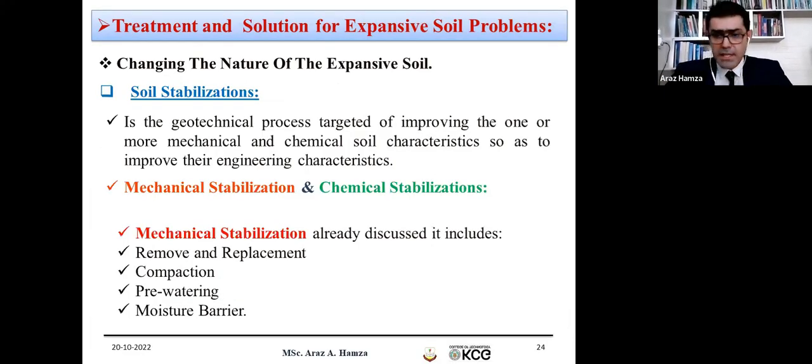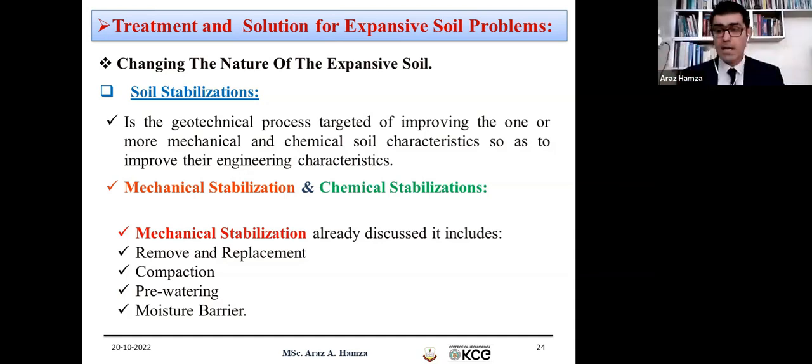The last technique used for changing the nature of the soil is soil stabilization. What is soil stabilization? For those who want to do research in the future, you will face such a topic in the geotechnical area. Soil stabilization is a very wide area of research regarding soil. It is the geotechnical process targeting the improvement of one or more mechanical and chemical soil characteristics so as to improve their engineering characteristics.